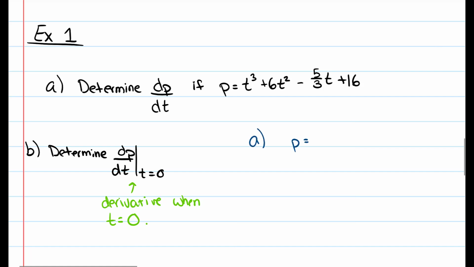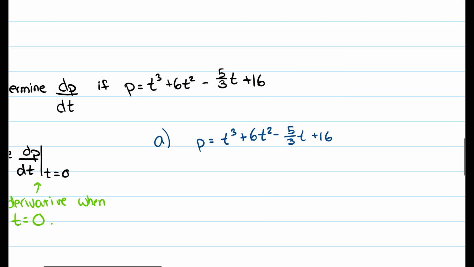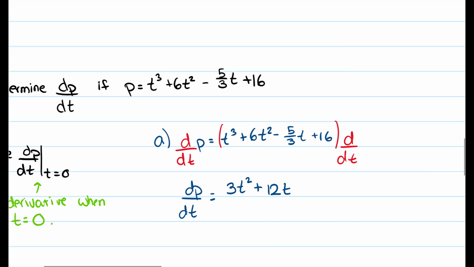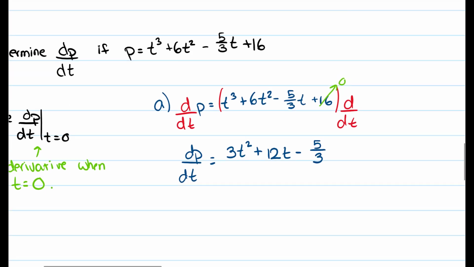So we have p is equal to t cubed plus 6t squared minus 5/3 t plus 16. And we want to take the derivative with respect to t on both sides. So we get that this is dp dt is equal to, and the derivative of t cubed is 3t squared plus 2 times 6 is 12t, and you subtract 1 from 2 and get 1, minus, and then the derivative of this is just 5/3, and the derivative of a constant is 0. So that's my derivative.